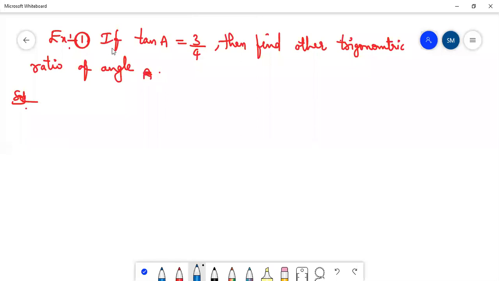The first problem is: if tan A equals 3 by 4, then find the other trigonometric ratios of angle A. First, we can draw the right angle triangle.